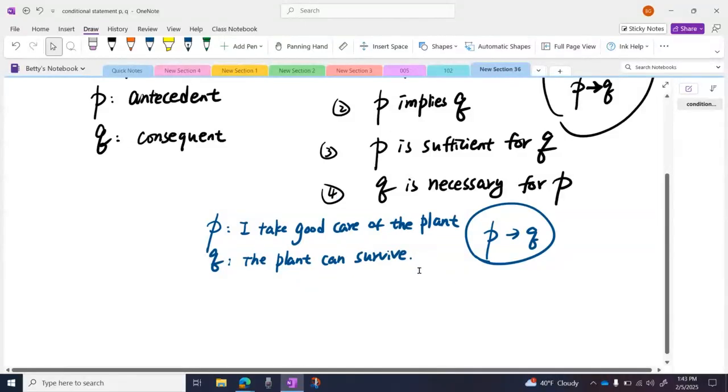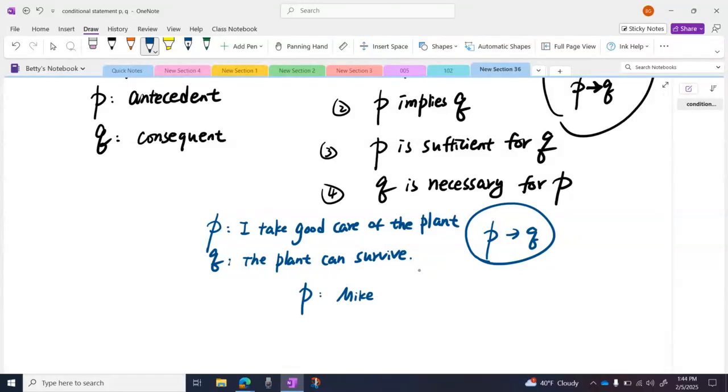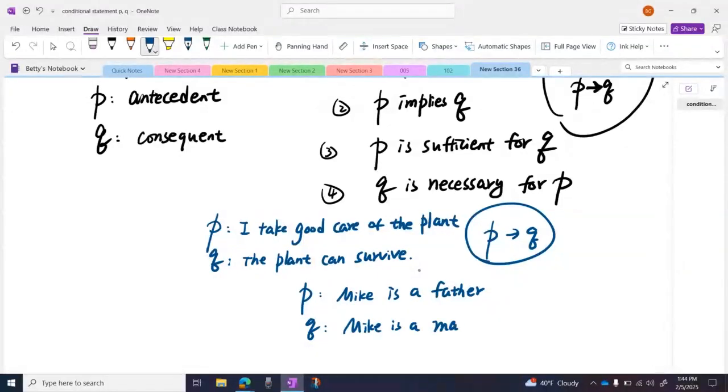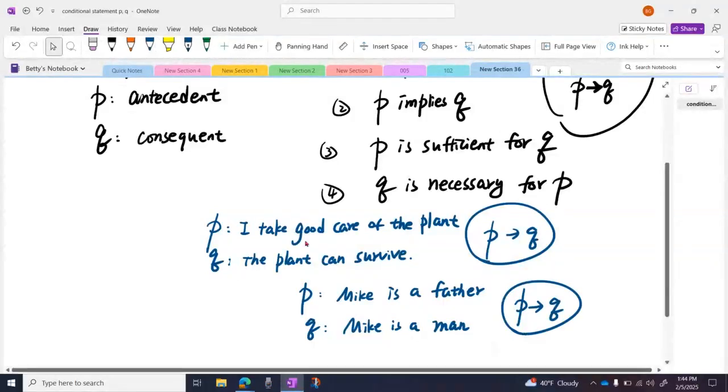So in this next example, P represents "Mike is a father." Mike, we don't have a particular person, not Mike, right? Just randomly picking a name. Q is the statement "Mike is a man." Let's consider the conditional statement P implies Q. All right. "Mike is a father" is the antecedent.